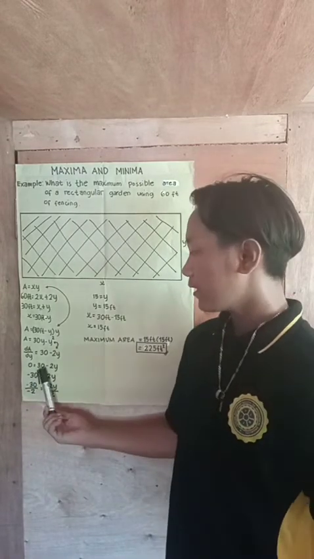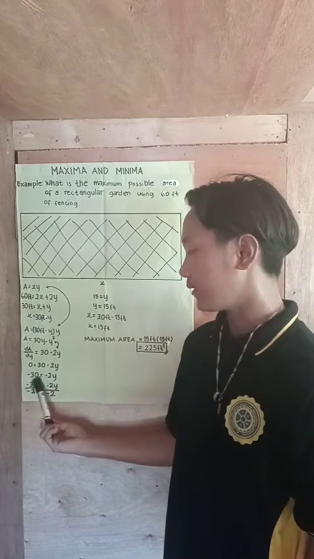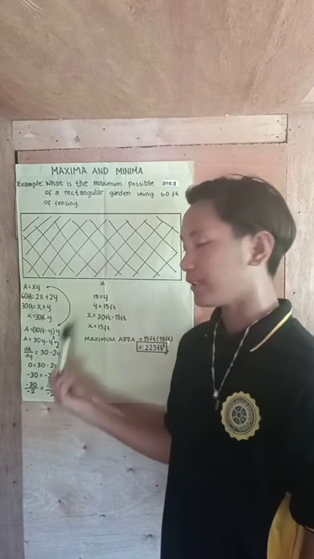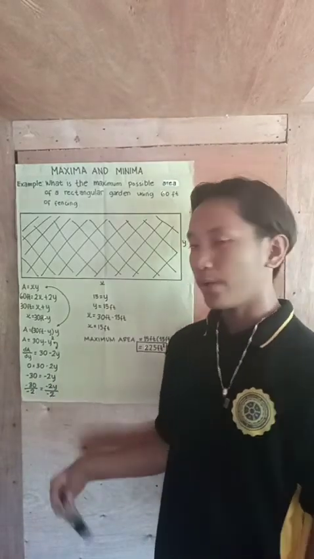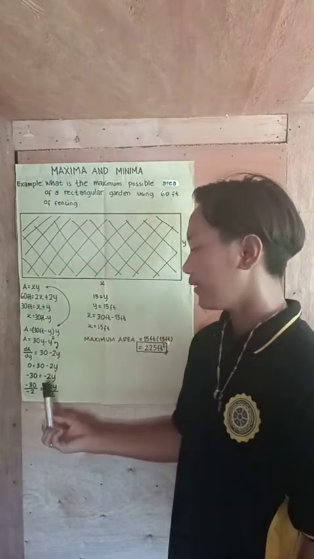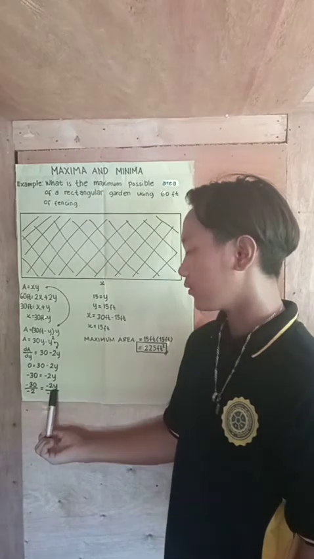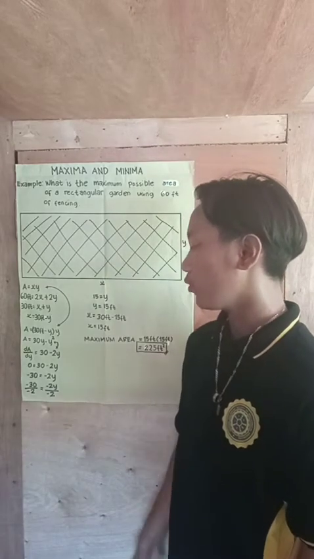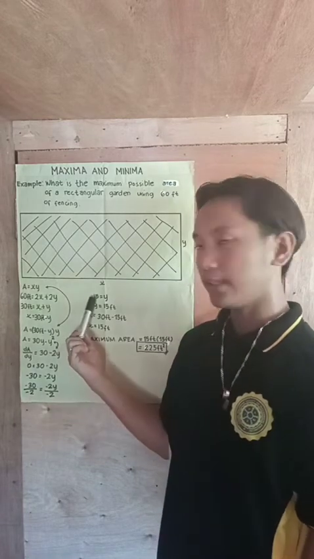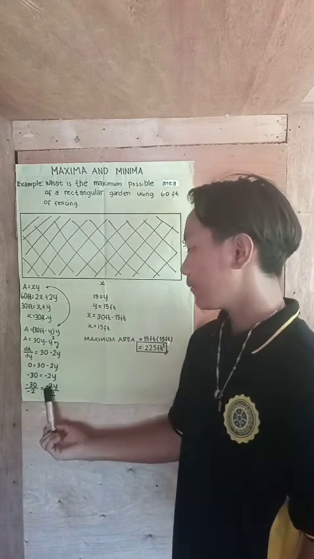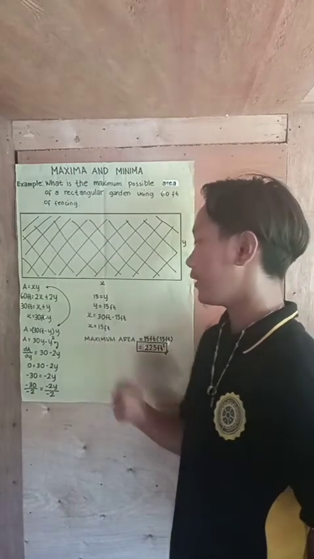Then we transpose the 30 to the left so it becomes negative 30 equals negative 2y. The 30 transposed to the other side becomes negative. Then to get the value of y, we divide both sides by negative 2. So negative 30 over negative 2 equals negative 2y over negative 2. Negative 30 divided by negative 2 is 15, equals y, because the negative 2 cancels. So the value of y is 15 feet.